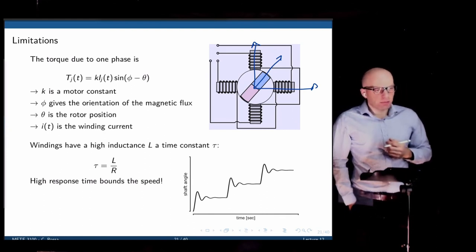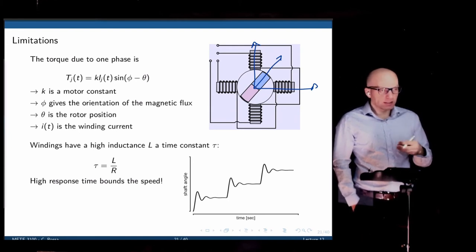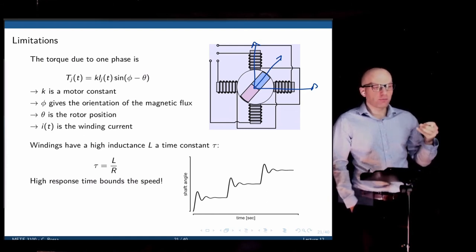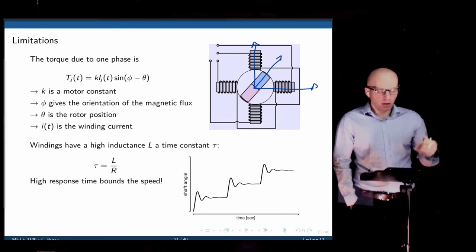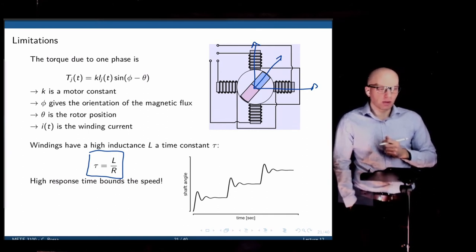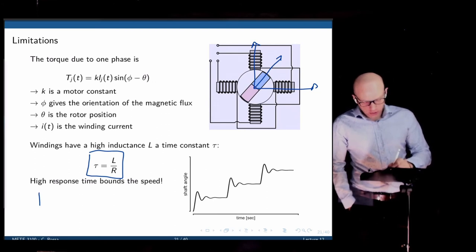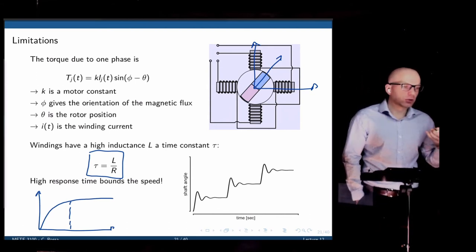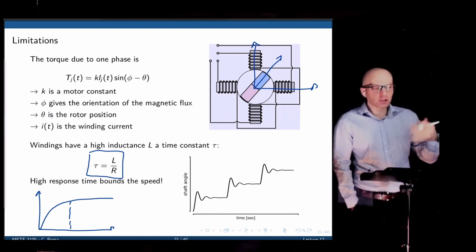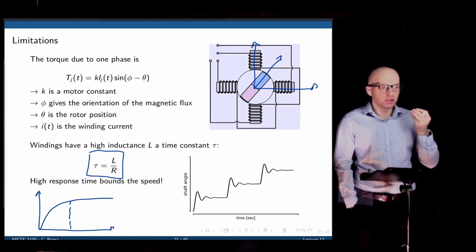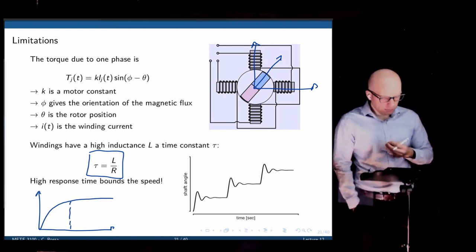Here is the main problem with a stepper motor. It has a very low response time. Because all the ferromagnetic parts have a high permeability, the reluctance is small, and therefore the inductance of the system is very, very high. We now need to consider the response time, which is the inductance divided by the resistance, L over R. And this is what bounds the speed. Remember that to develop a current in an LR circuit, we follow an exponential curve like that. And this exponential curve takes some time to rise to the maximum current value. So the faster you go, the lower the maximum current, and the lower the torque developed in the motor. And that's the main limitation: the response time due to the very high inductive nature of the coils.